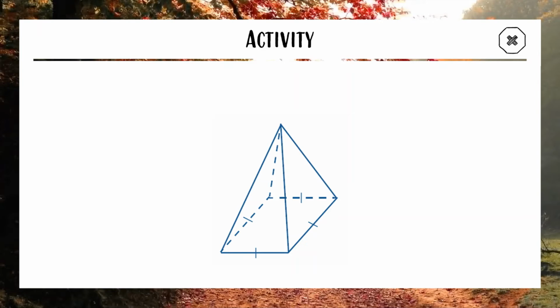Here's our next one. What's your pick? Prism, pyramid, or neither? That is indeed a pyramid. We have a square base, so we call it a square pyramid.